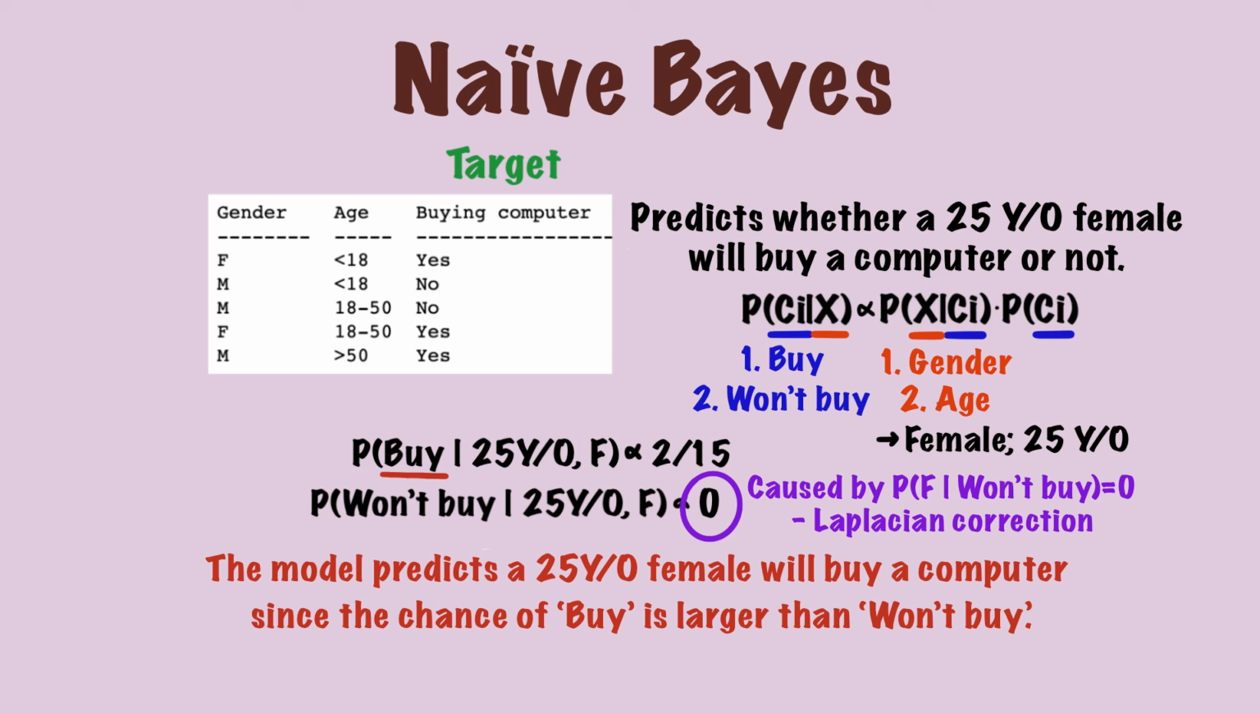In this case, the probability of won't buy a computer conditioned on 25-year-old female is 0, because the probability of female conditioned on won't buy computer is 0. Although all the females in our database buy a computer, in the real world, there must be some females who don't buy a computer. It's probably because our database is too small and fails to record all combinations, and we shouldn't eliminate the possibilities just because we didn't see them in the database. Therefore, we use the Laplacian correction to solve this issue, and we'll talk about this in the next video.